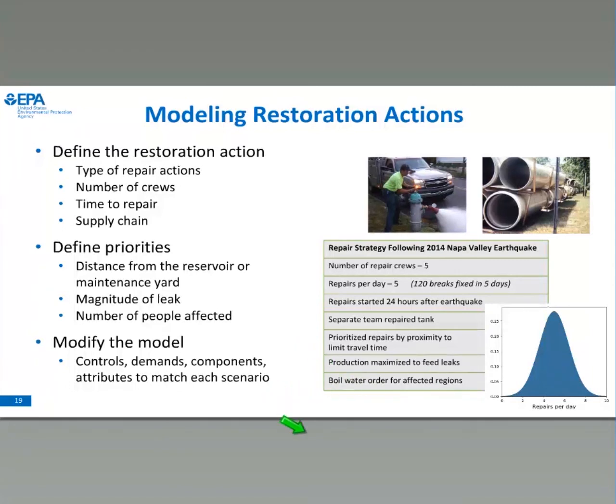We're able to define the priorities and distance from the reservoir or the maintenance yard, in terms of maybe it's faster to get to some locations versus others. Maybe you can define different priorities in terms of the magnitude of leak, like this one pipe is leaking a lot versus another one, so you might want to fix the pipes that are broken and have the greatest leak value versus the lower one. You also might want to define a priority in terms of the people affected. Maybe this pipe break is affecting the whole system versus a pipe break that maybe only affected 2 or 3 customers. And again, you're able to take different components and model them and control them and modify them as necessary for the scenario that you're interested in.